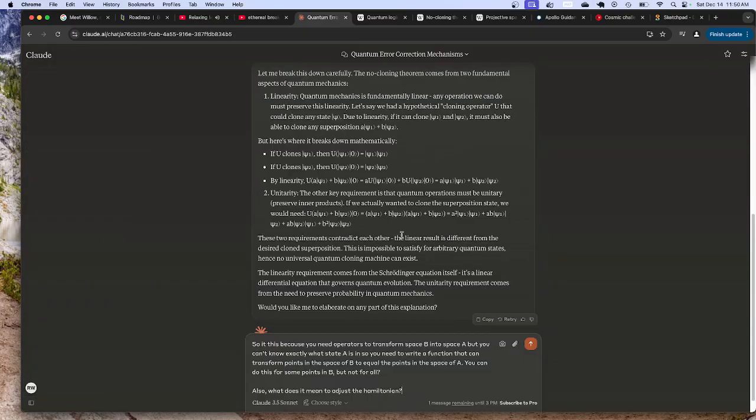The no cloning theorem comes from two fundamental aspects of quantum mechanics. Quantum mechanics is fundamentally linear, so any operation we could do must preserve this linearity. Say we had a hypothetical cloning operator that could clone any state. Due to linearity, if we could clone, we must be able to clone superpositions of A and B.